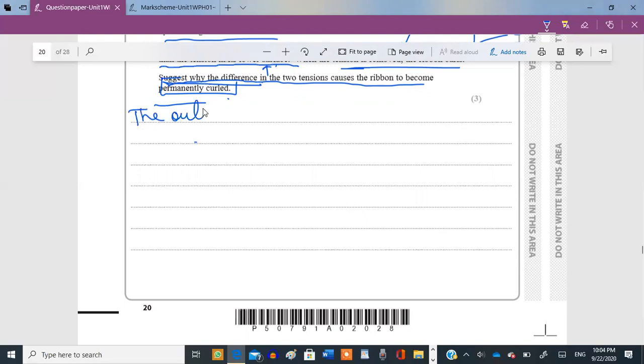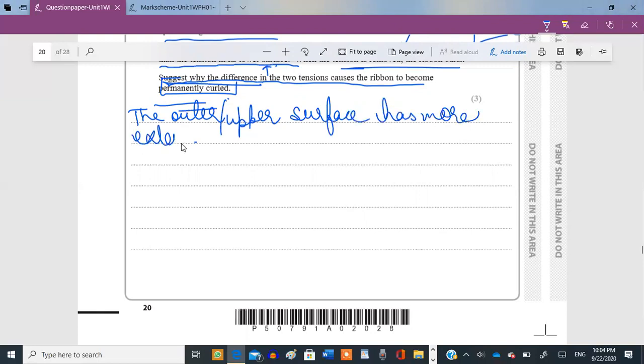The outer surface or the upper surface has more extension. So according to Hooke's law, it will extend more.